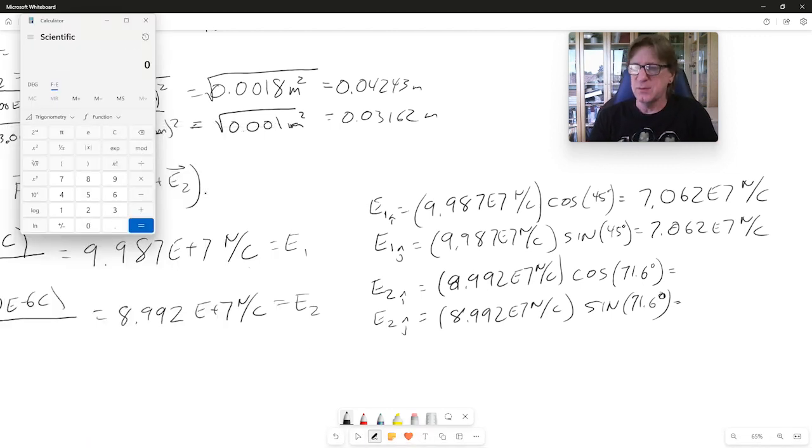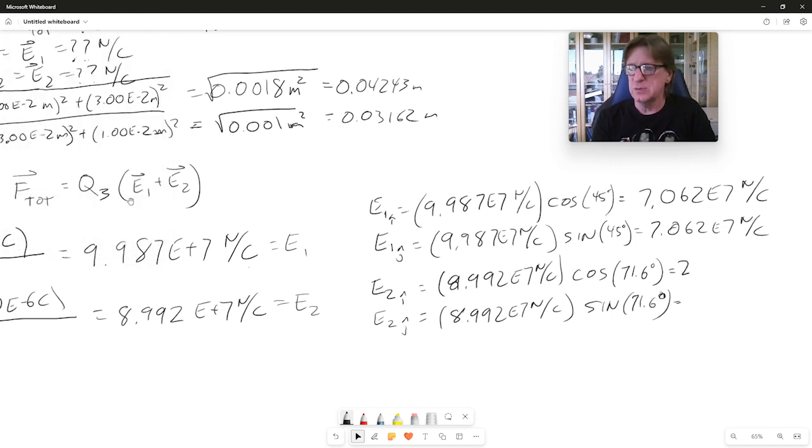We'll clear this out, and we've learned with this calculator we have to do the number first. We'll do 71.6 trig, and we want cosine times 8.992 times 10 to the positive 7, and that gives us 2.838. So 2.838 times 10 to the 7 newtons per coulomb.